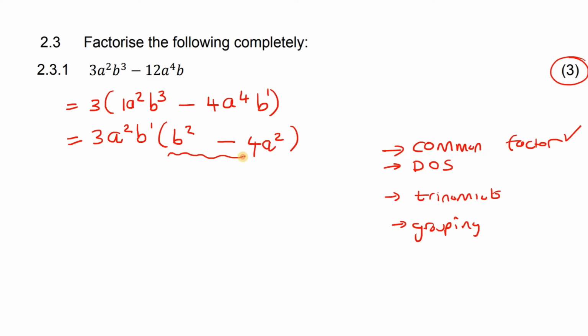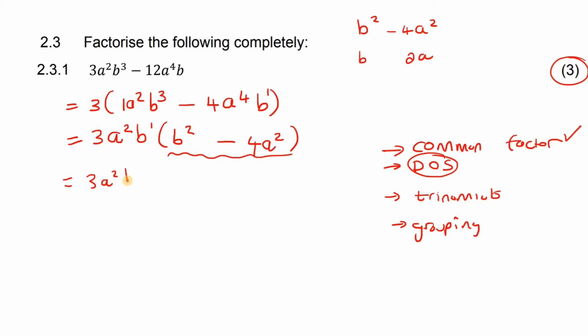So if you look at this bracket over here, it's b squared, take away 4a squared. So how many terms do we see there? Well, that is 2 terms separated with a minus, and each term is a perfect square. Why? Because b times b would give you b squared, and 2a times 2a would give you 4a squared. So this is a perfect difference of square. So we go on to the next step.